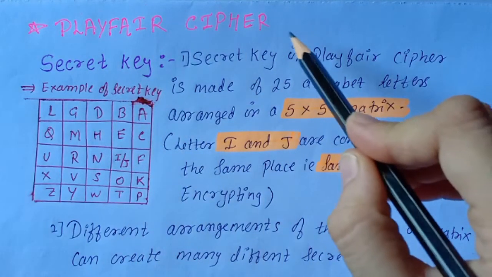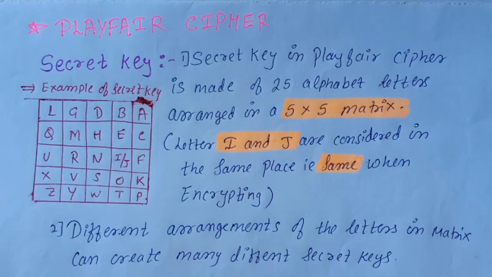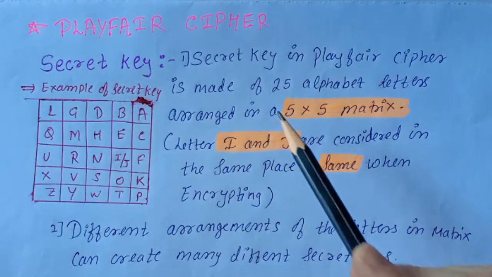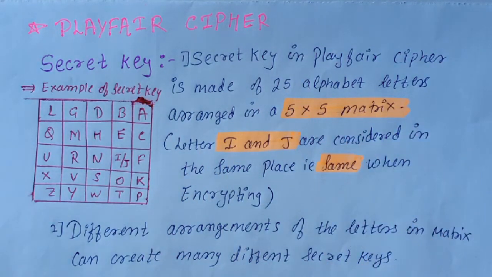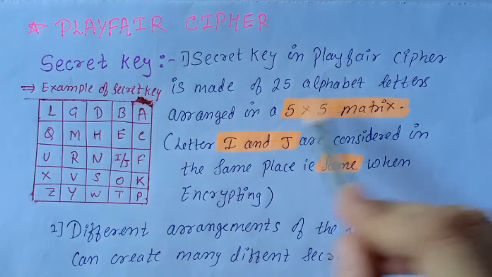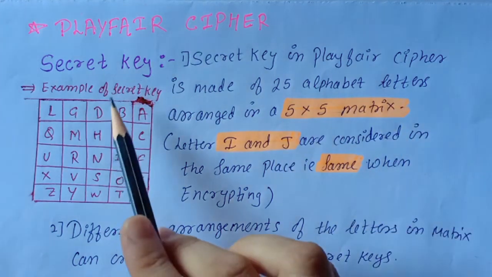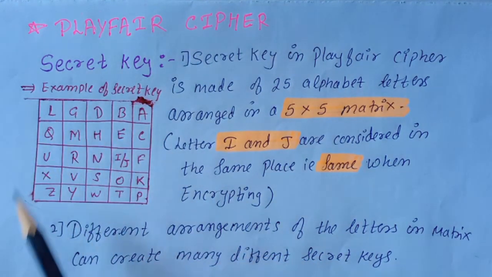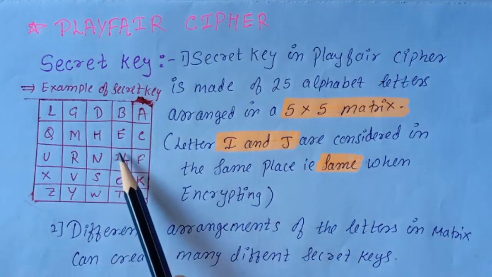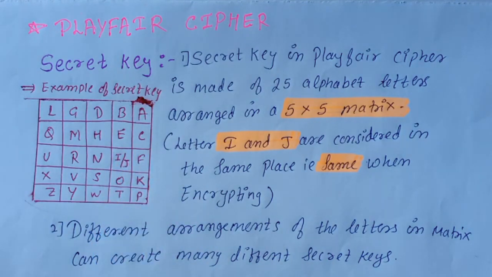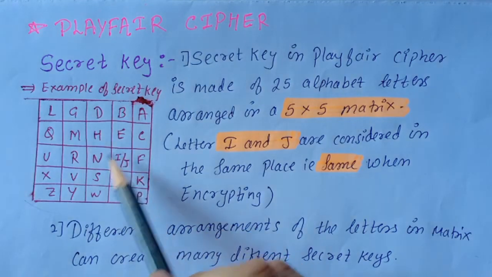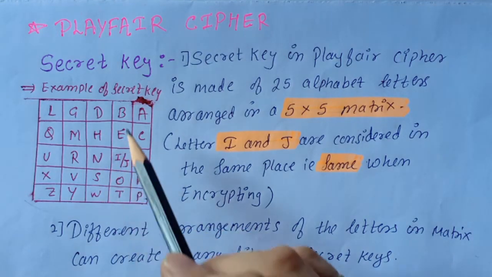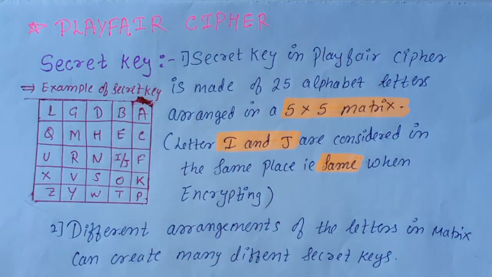So here Playfair cipher is another type of polyalphabetic cipher. In Playfair cipher, the secret key is made up of 25 alphabet letters that are arranged in a 5 by 5 matrix. So here you can see an example of a secret key. Here 25 letters are arranged in a matrix. Letters I and J are considered in the same place, that is, you have to consider them in the same box or same position of the matrix. So you can make different arrangements of letters in the matrix and can create many different secret keys.